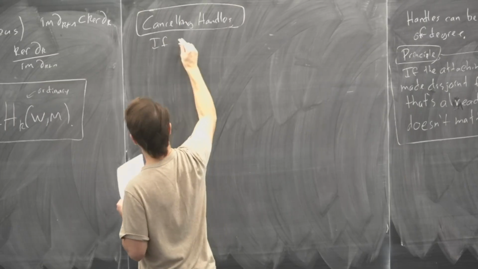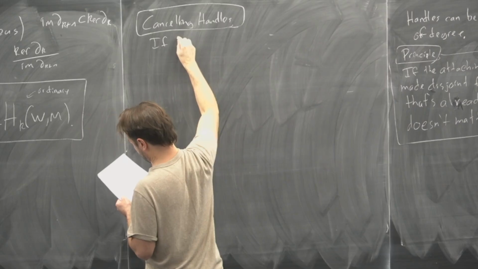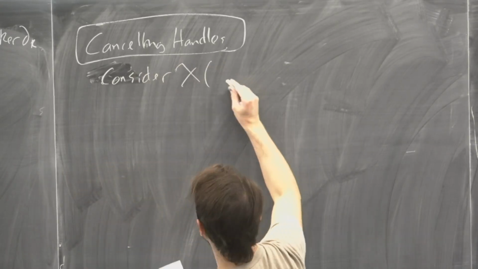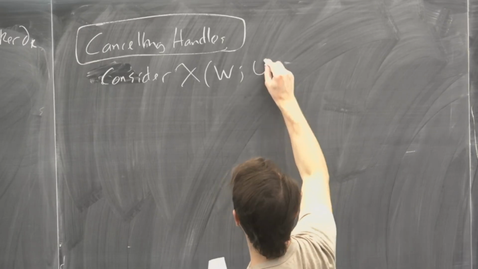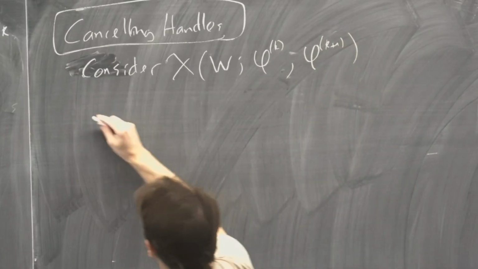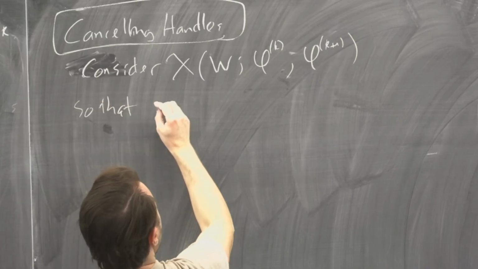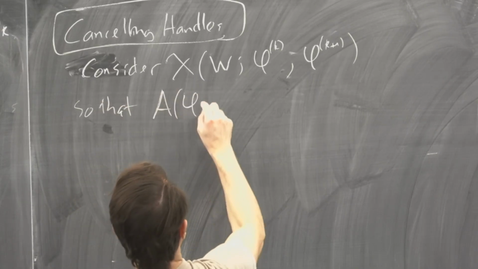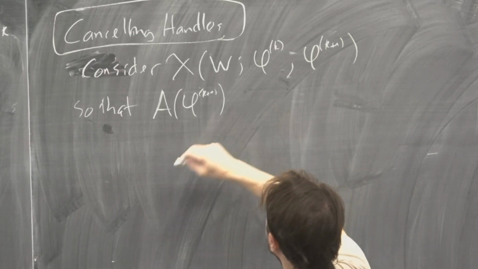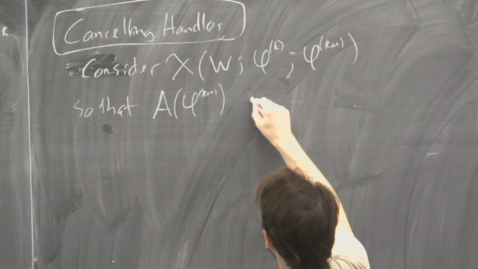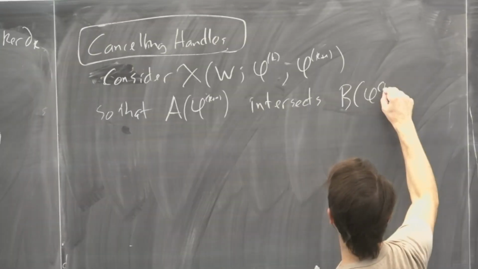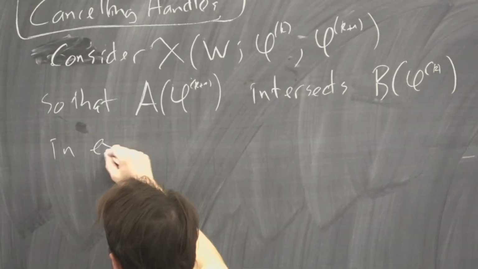Suppose we do a surgery or attach handles to some manifold W. We attach a K handle first, and then we attach a K plus 1 handle, so that the attaching sphere, I meant to use this notation the whole time, the attaching region of this handle, the attaching sphere of this handle, intersects the belt sphere of the handle that we already have in exactly one point.